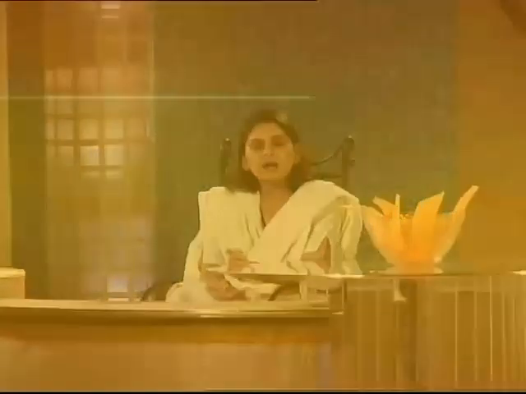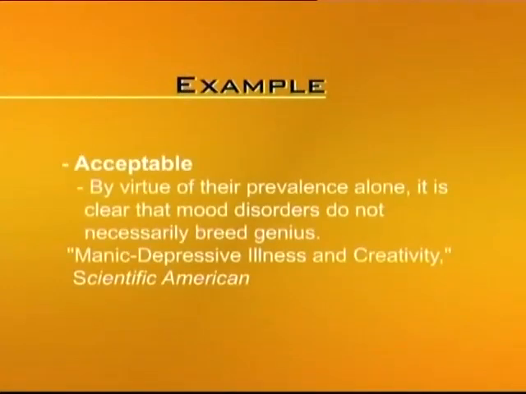फॉर एग्जाम्पल, जैसे अगला सेंटेंस है. लेट्स हैव अ लुक एट द इम्प्रूव्ड वर्जन्स. बाय सेइंग "by virtue of their prevalence alone, it is clear that mood disorders do not necessarily breed genius." यहाँ हमने इस fragment को दूसरे sentence का हिस्सा बना दिया comma लगा के. तो फिर ये fragment नहीं रहा, ये जो अगला sentence था उसका dependent clause हो गया.